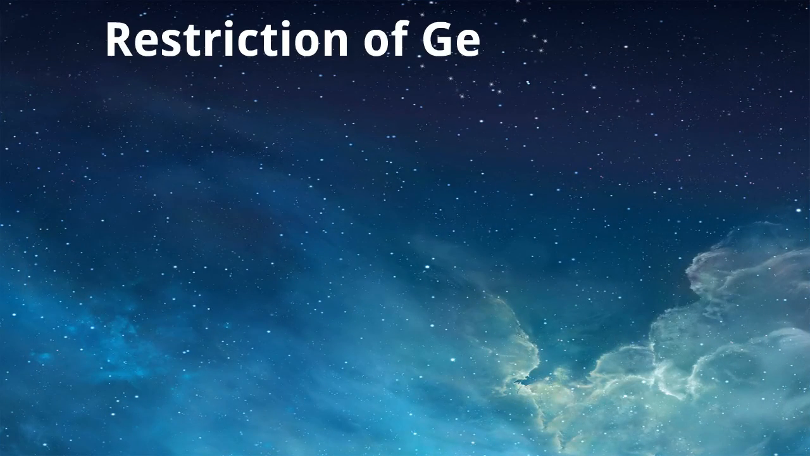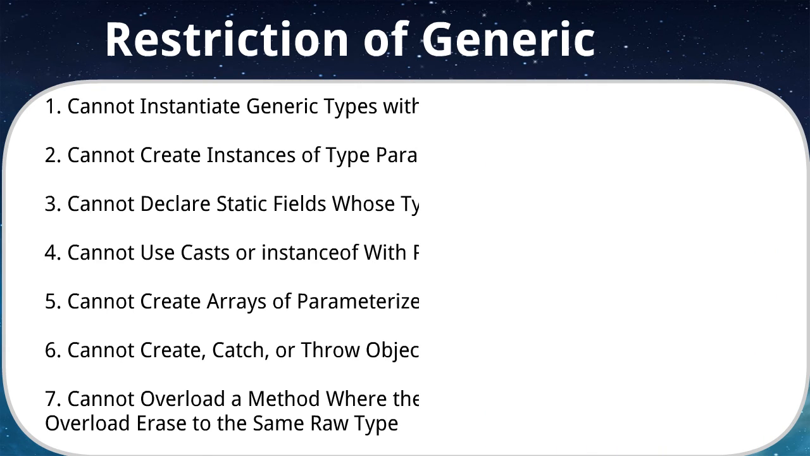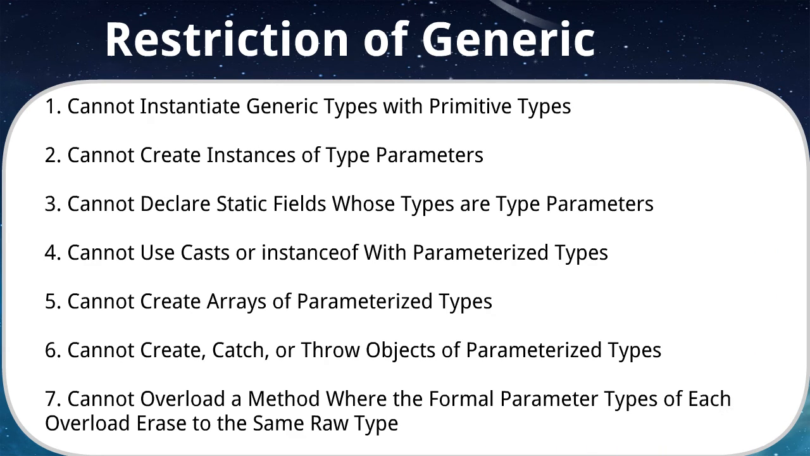Restrictions on generics. To use Java generics effectively, we must consider the following restrictions and work according to them. The restrictions on generics are, number 1. It cannot instantiate generic types with primitive types. Number 2. It cannot create instances of type parameters. Number 3. It cannot declare static fields whose types are type parameters.